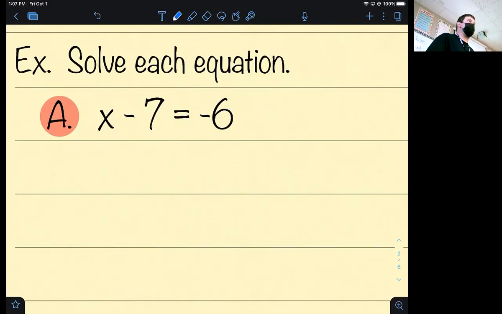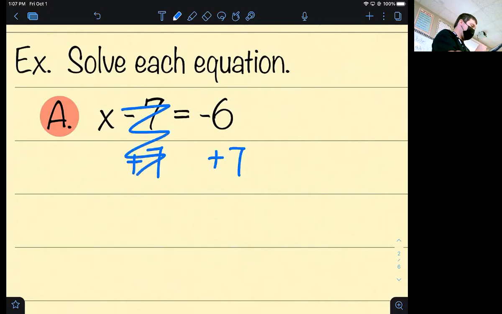Sky? Plus 7. That's exactly what we're going to do to try to get that variable term by itself. To get x by itself, we're going to put a +7 on both sides. That will allow it to cancel out with the -7. And then on the right side of the equation, when you have -6 and +7, that gives you what? Garrett? +1.